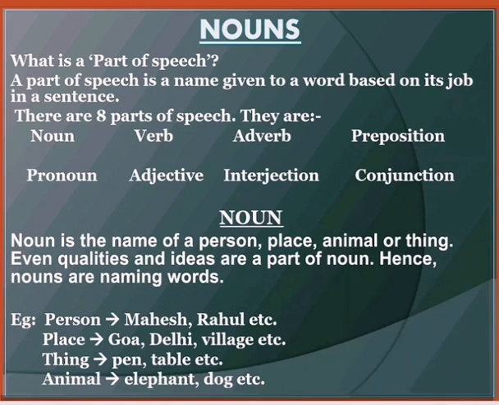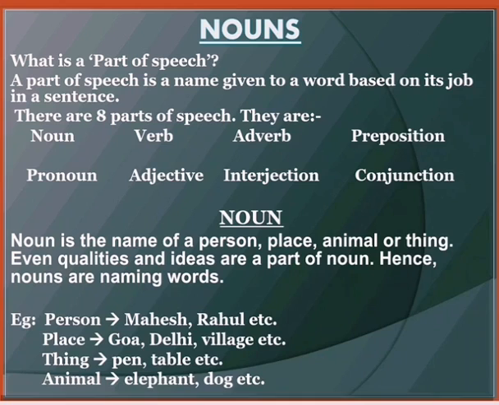Now what are the various parts of speech? There are 8 parts of speech: nouns, pronouns, verbs, adjectives, adverbs, interjections, prepositions and conjunctions. And now we start with the discussion of the first part of speech, that is nouns. A noun is the name of a person, place, animal or thing. Even qualities and ideas are a part of noun. Hence, nouns are naming words. This means that a noun is the name of anything and everything that we see around us.